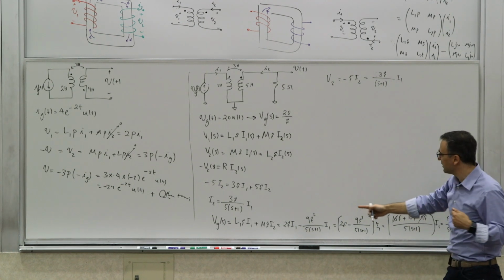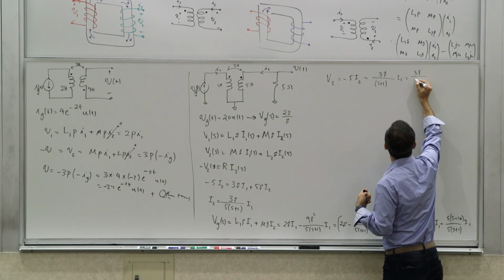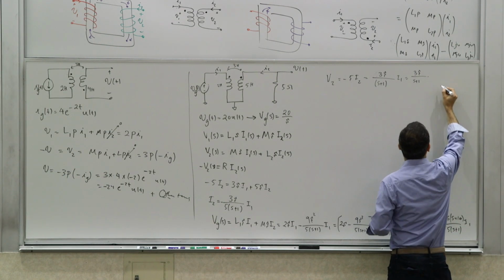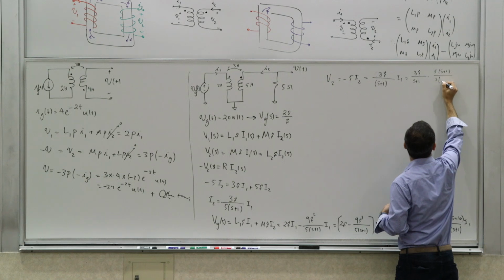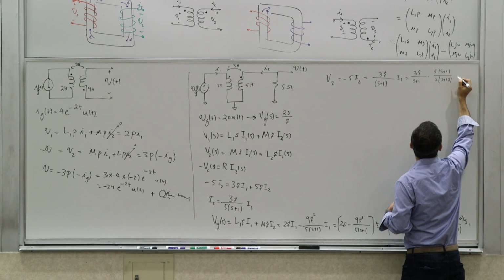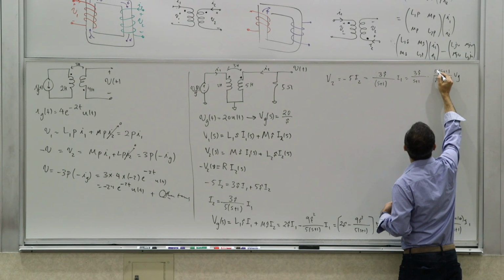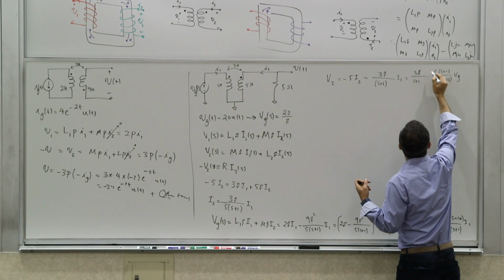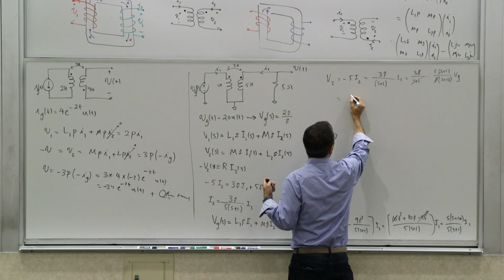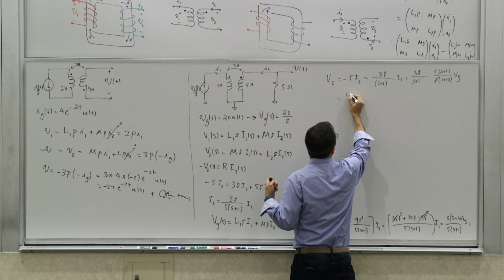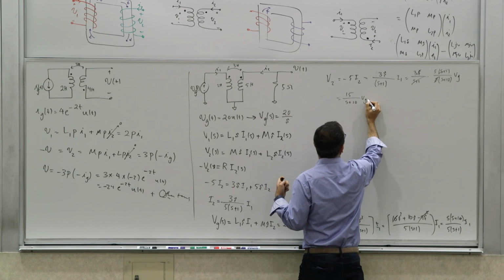And now I1 can be written in terms of Vg. So I1 is 3s divided by s plus 1, times 5s plus 1 divided by s times s plus 10, times Vg. So what cancels what? This cancels that, this cancels that. So you're left with 15 over s plus 10 Vg.